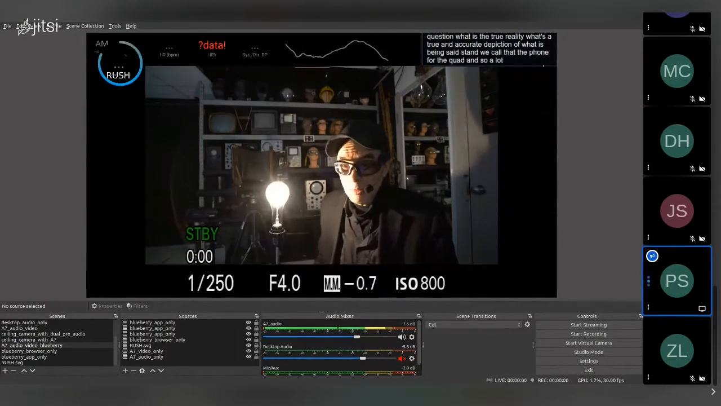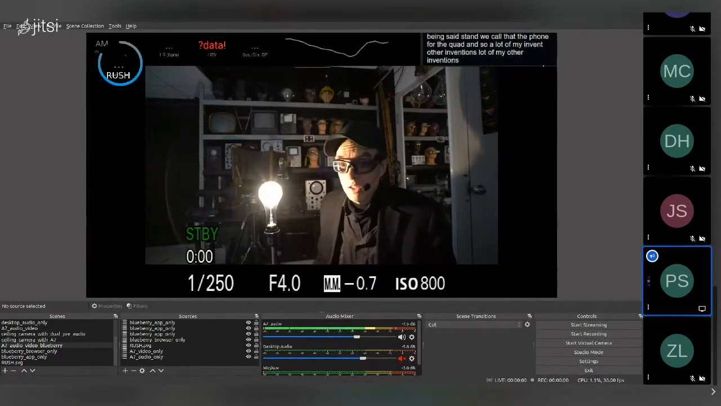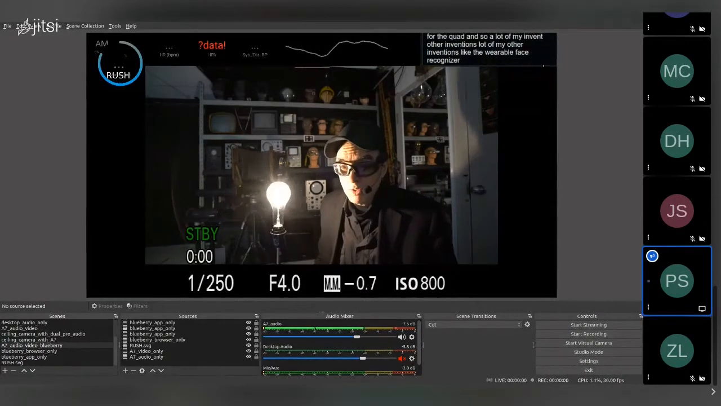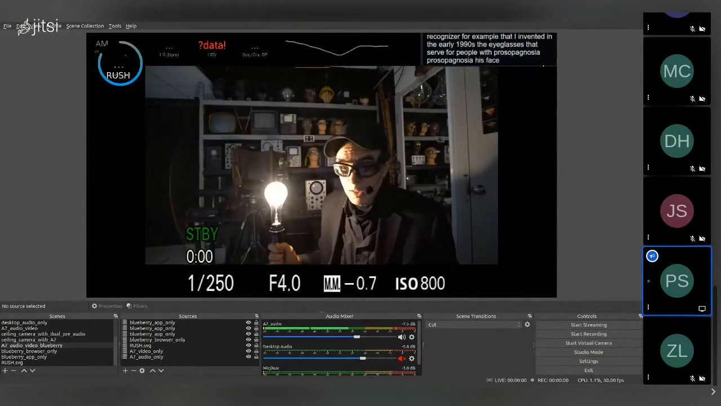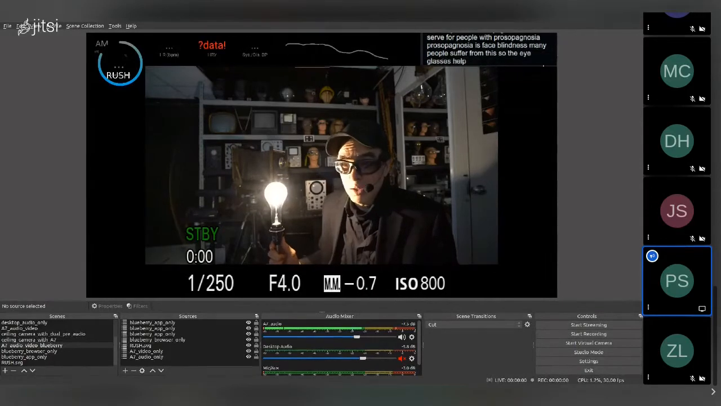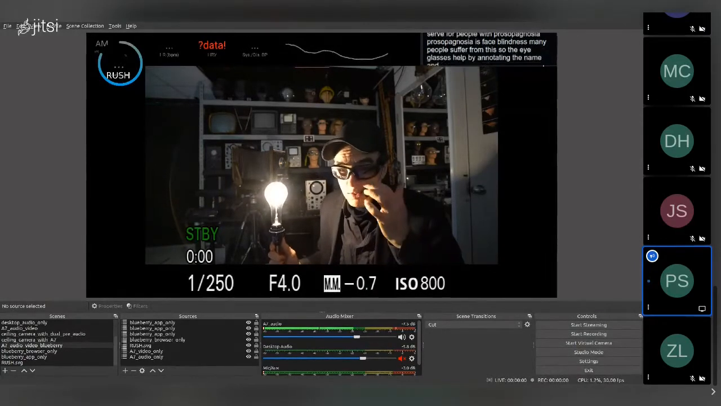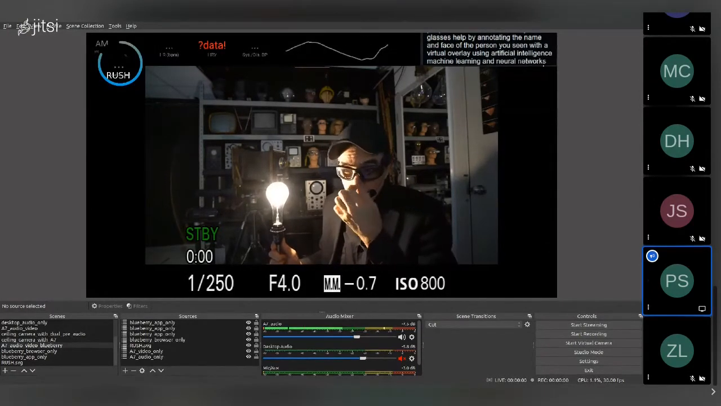And so a lot of my other inventions, like the wearable face recognizer, for example, that I invented in the early 1990s, the eyeglasses that serve people with prosopagnosia. Prosopagnosia is face blindness. Many people suffer from this. So the eyeglasses help by annotating the name and face of the person you're seeing with a virtual overlay using artificial intelligence, machine learning, and neural networks.